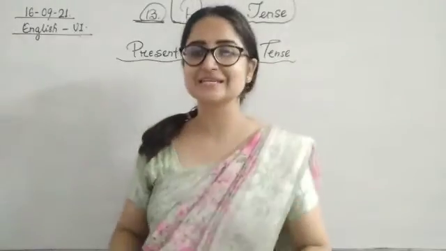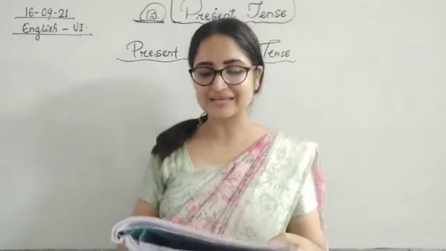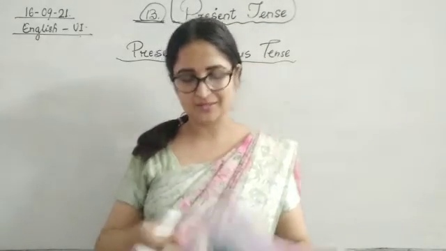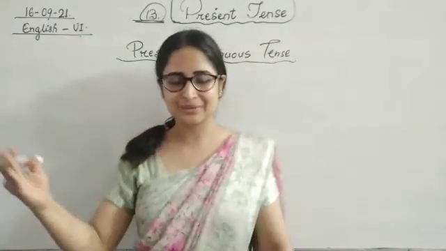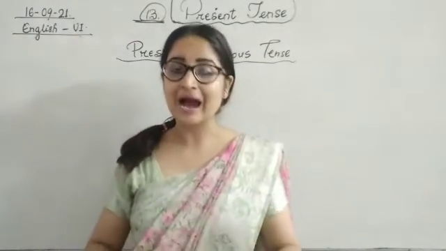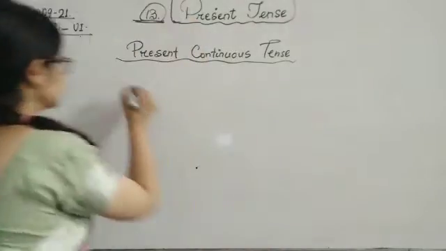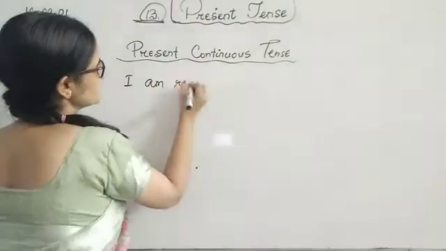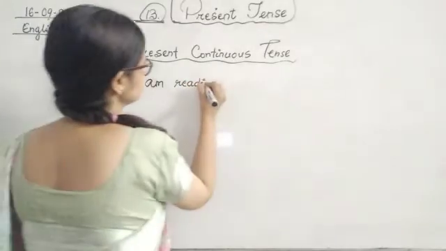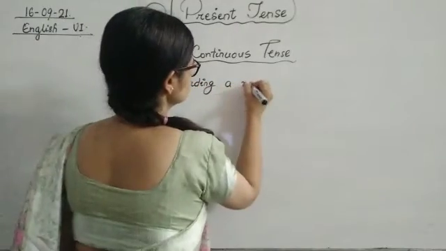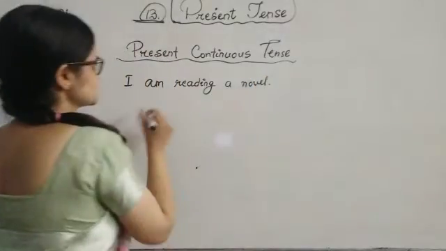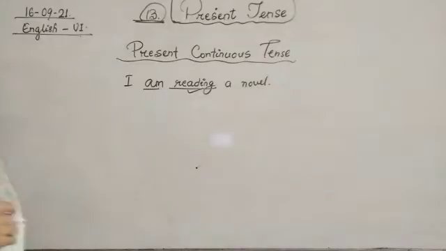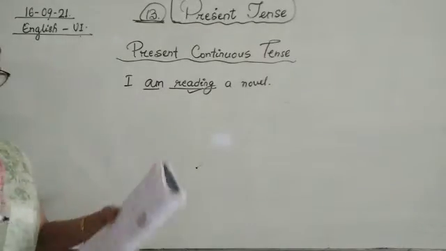The present continuous tense is used to express an action that is taking place at the time of speaking. Yes, it's happening. Like, I am reading a novel. You see the structure first. Let me see the example. I am reading a novel. Do you see am and reading? The ing form of the verb read, reading. I am reading a novel.